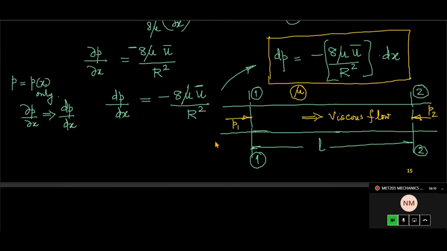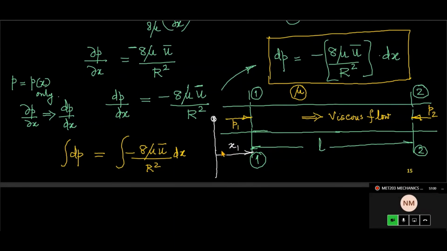Integrate that dP. It is very simple and straightforward. We integrate dP, that is the integral of minus 8 mu u bar divided by r square, into dx. When you consider this for x and the coordinate system, I want to devise a coordinate system now, so that this distance is x1 from the reference, say your origin. Okay, the center line, I didn't mark the center line.